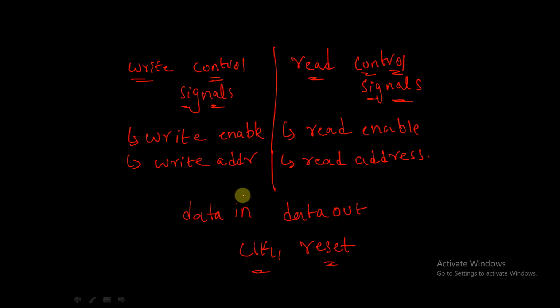We will consider a dual port RAM. Regarding the dual port RAM, please revise once: what is meant by dual port RAM, and what is meant by single port RAM? The size of the data and how many locations we should have, we will discuss later in our sessions. For now we are just considering the signals: write enable, write address, read enable, read address, data in, data out, clock and reset.